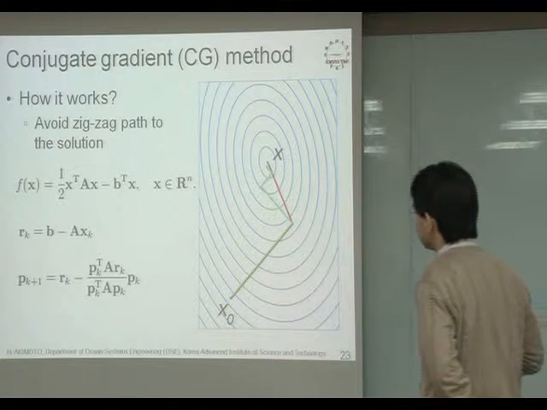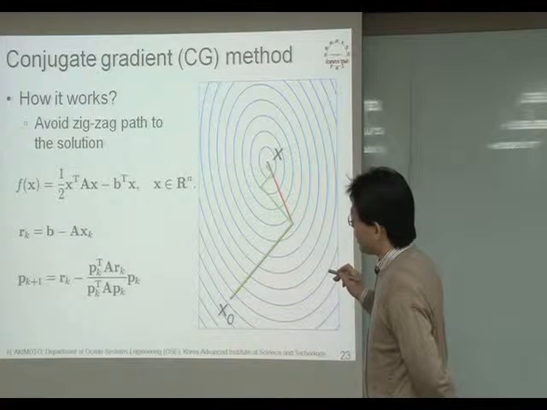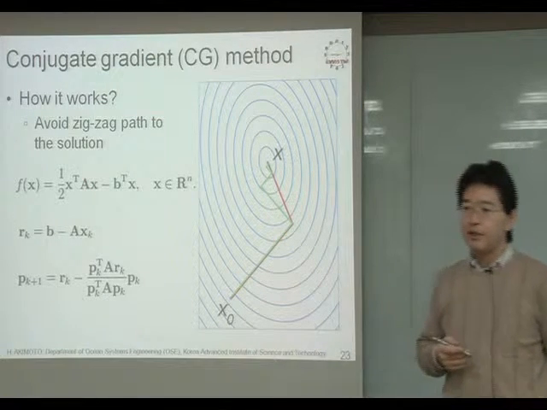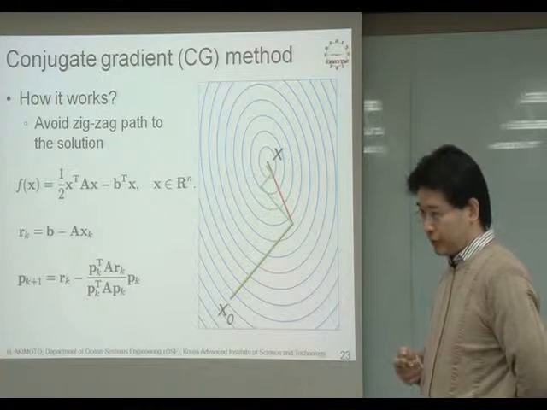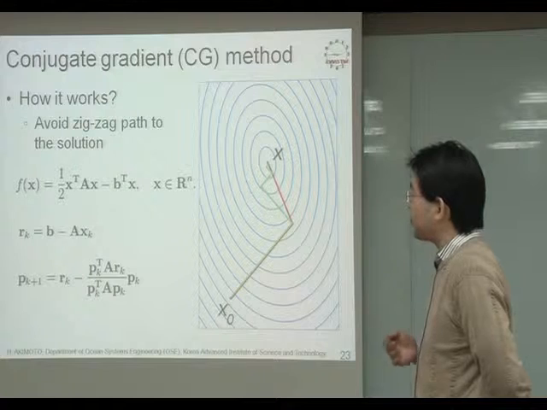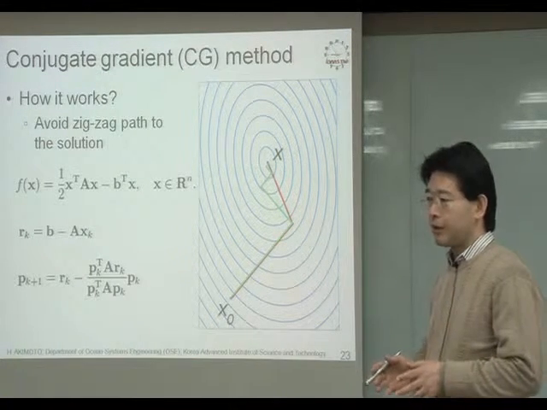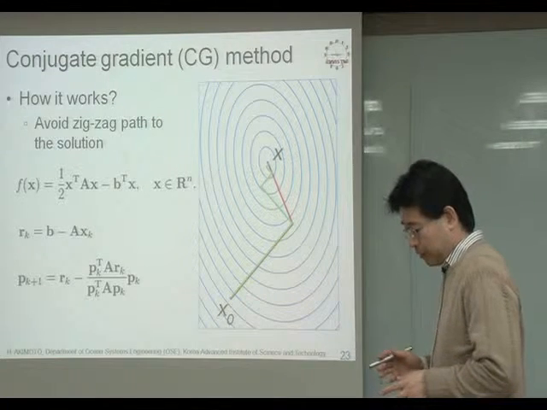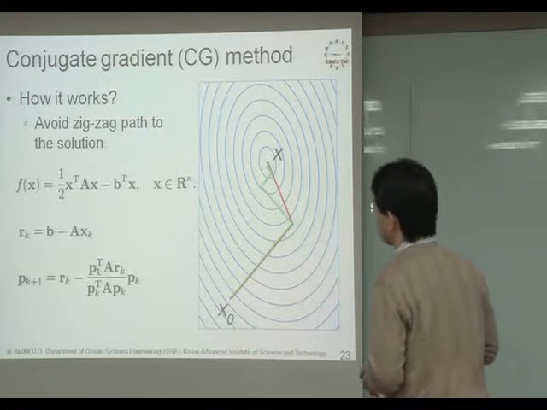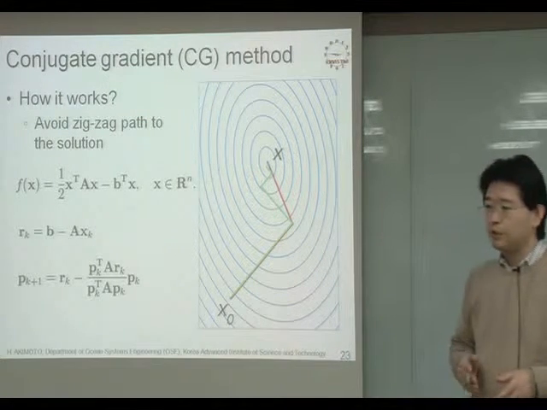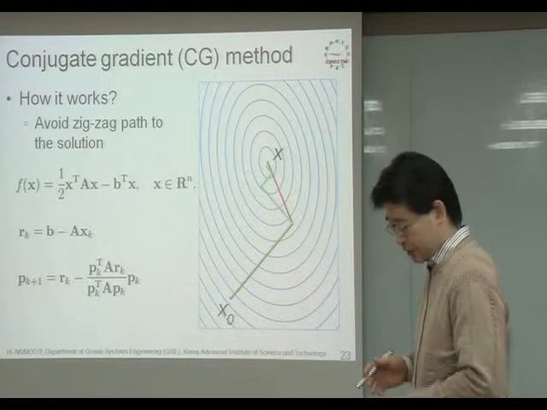The limitation of conjugate gradient is that matrix A has to be symmetric. It should be a symmetric matrix, but there are variations of the conjugate gradient method. It can be applied to non-symmetric matrices. So you can find other documentation if you want to solve systems of equations which have asymmetric matrices.